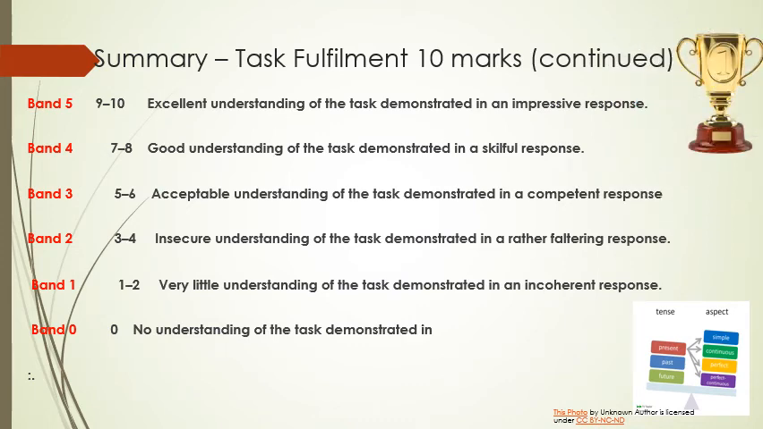In Cambridge, the marks are awarded according to bands. Now, this is the band criteria. The highest band is band 5, which will help you to get 9 to 10 marks. Band 4 will get 7 to 8 marks for you. A band 3 student will be able to get 5 to 6 marks. Then band 2, band 1, and band 0. And here you can see the criteria.